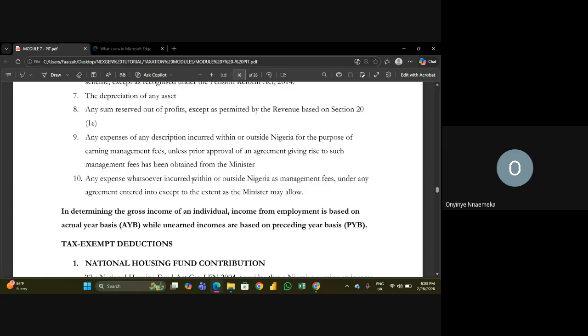But when you talk about unearned income, it is preceding year basis. You know, unearned income is dividend, rent, royalty. Those ones are going to be PYB. Please put it in mind that those ones are PYB.